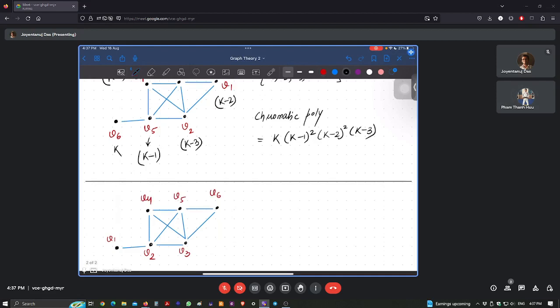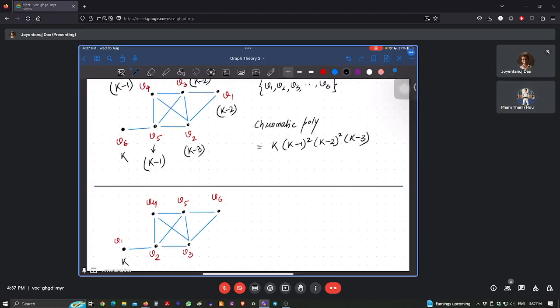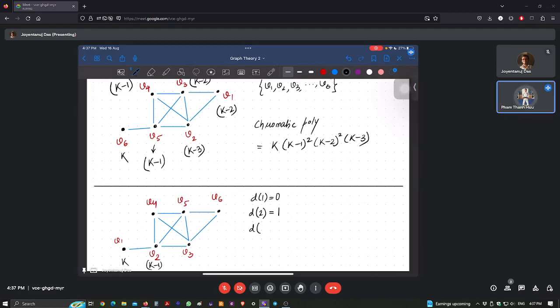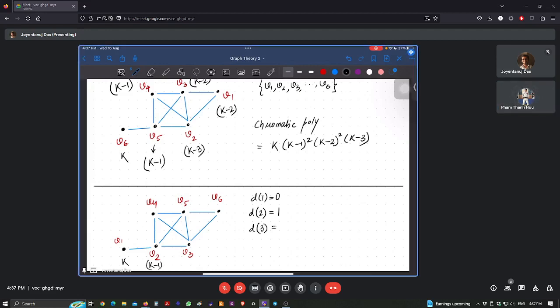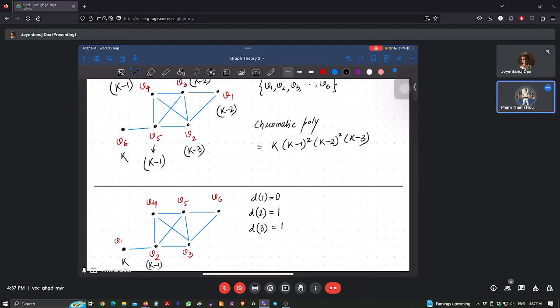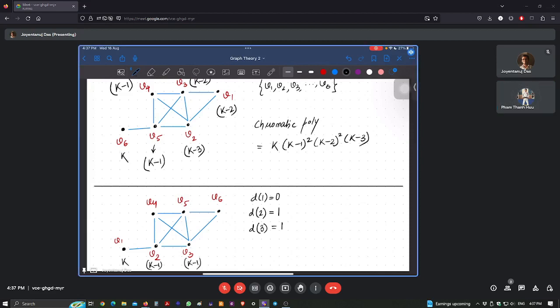So then I can start with v1. It has k choices. Then d1 becomes 0. Now if I look at d2, that is 1, so it becomes k minus 1. For d3, v3 is adjacent only to v2, so it is also 1, and this is k minus 1. Now d4 is adjacent to v2 and v3, so it is 2, and it becomes k minus 2.